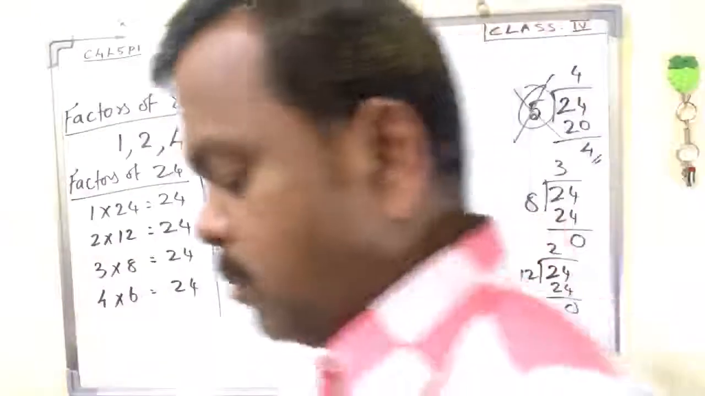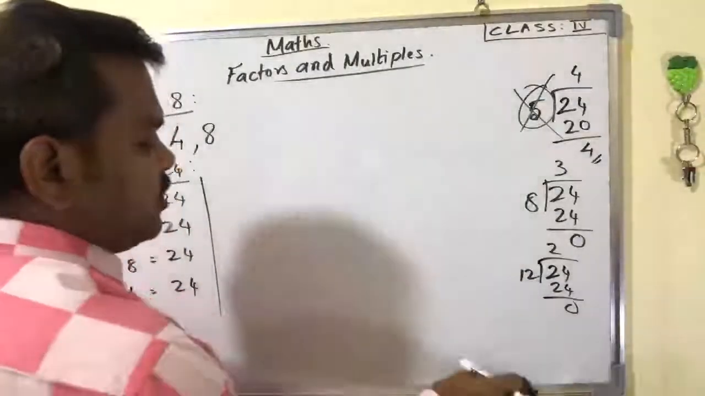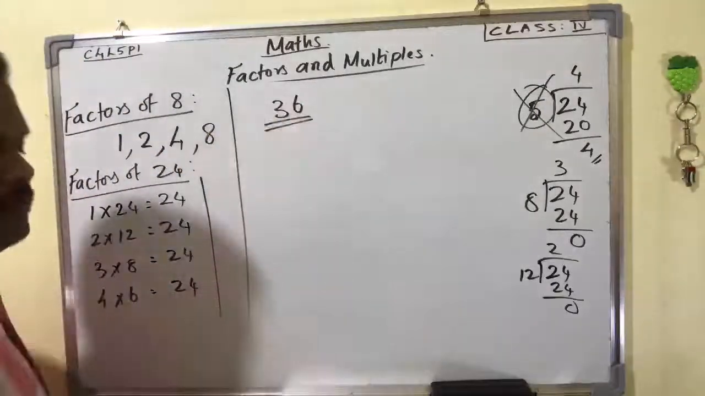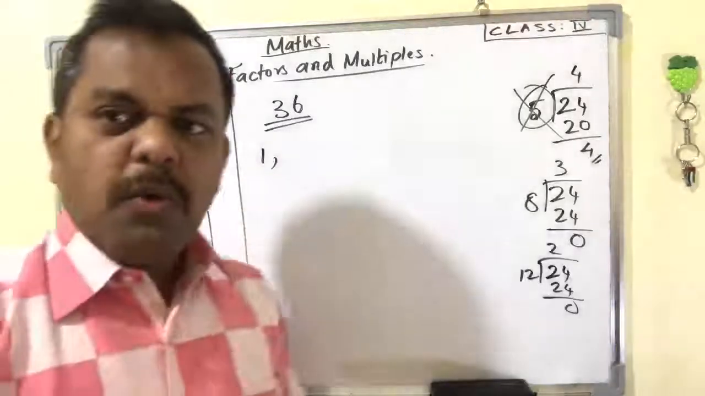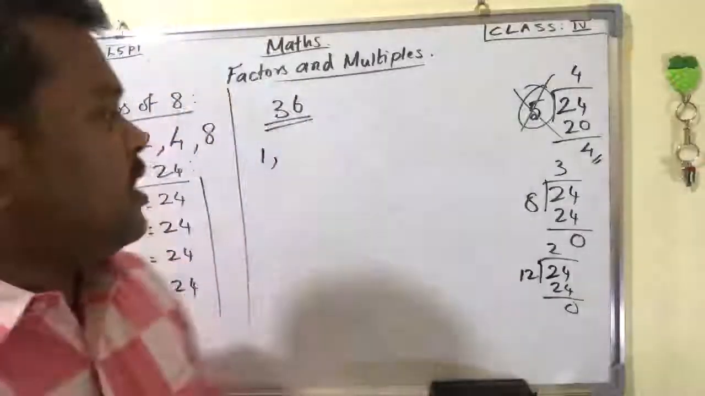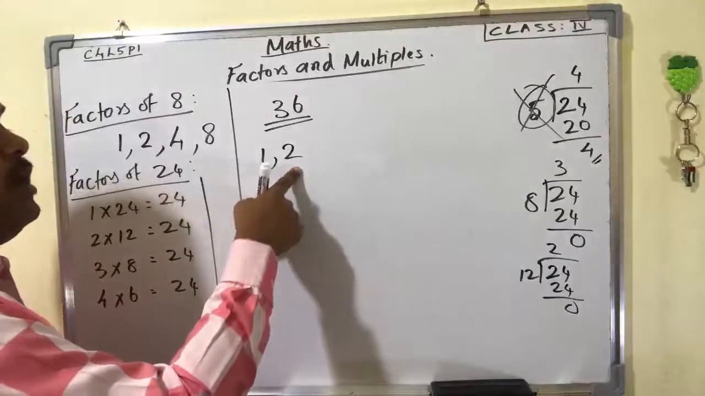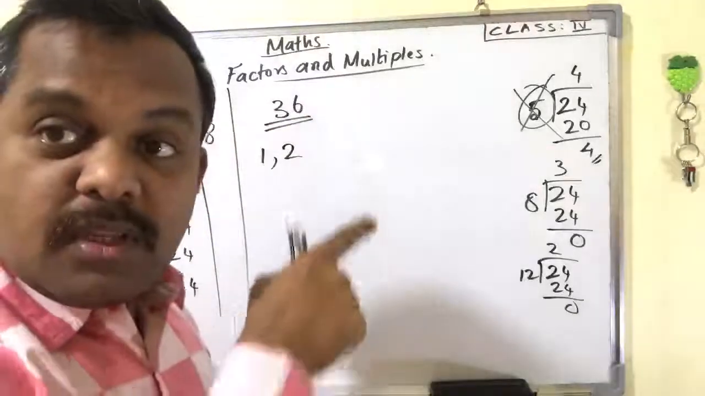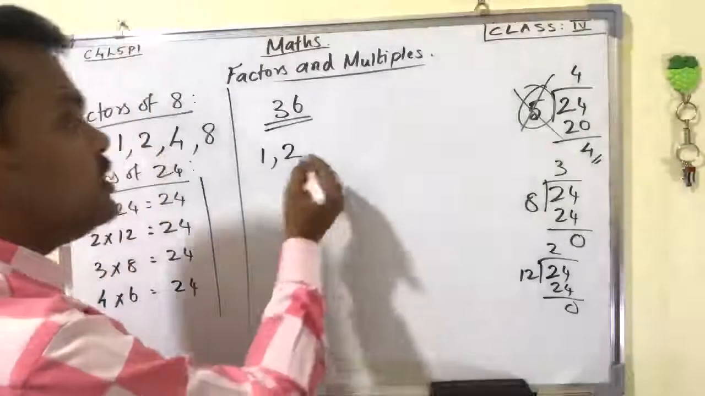Okay. For example, one more question. One more also I will give for your understanding. Look, 36. Find the factors of 36. Okay, first we can say 1 is a factor of 36. Yes, 1 is a factor of all numbers. Okay, next 2 is a factor. How can I find this is 2? 2 is a factor because 36 is an even number. All even numbers are divided by 2 without leaving any remainder. So 2 is a factor.